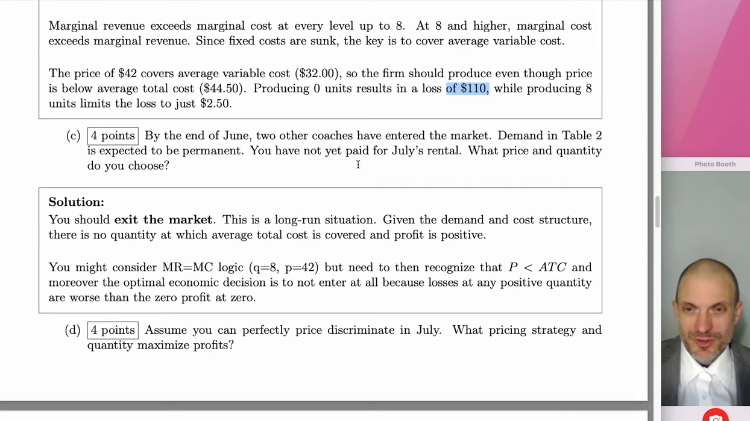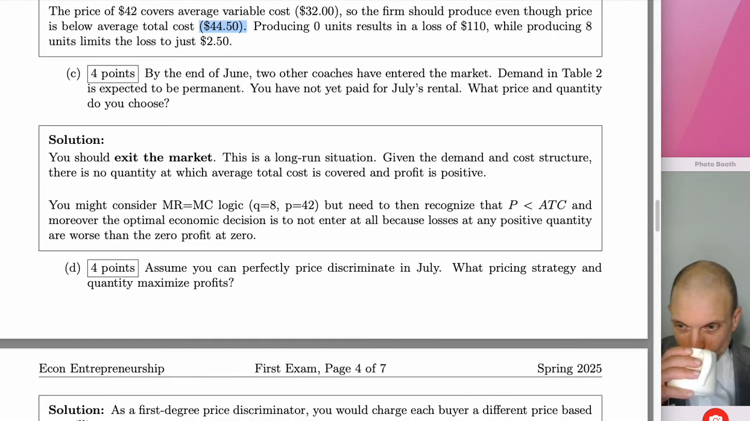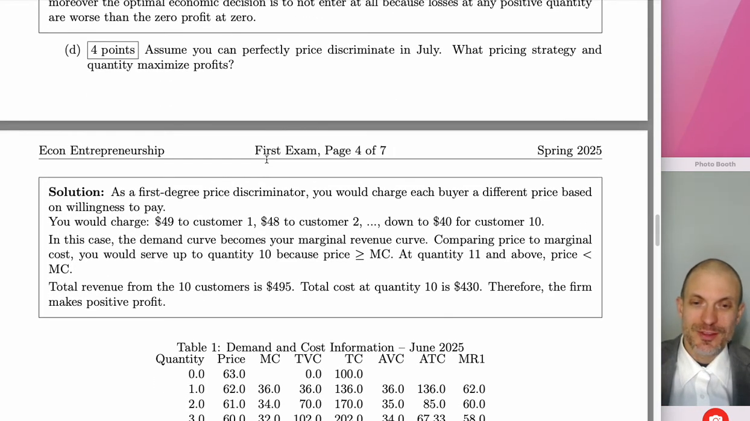But then what about part C? Well, part C, if we're in the long run, price is not bigger than average total cost, actually there at our candidate solution or anywhere else in the table, right? So that's a big problem. Then for part D, this is price discrimination.